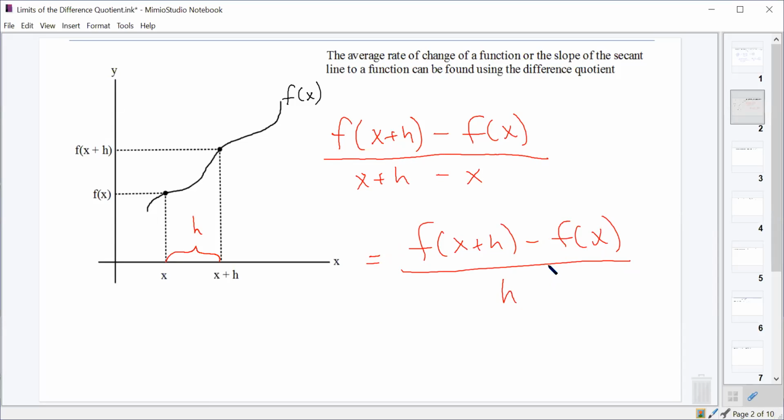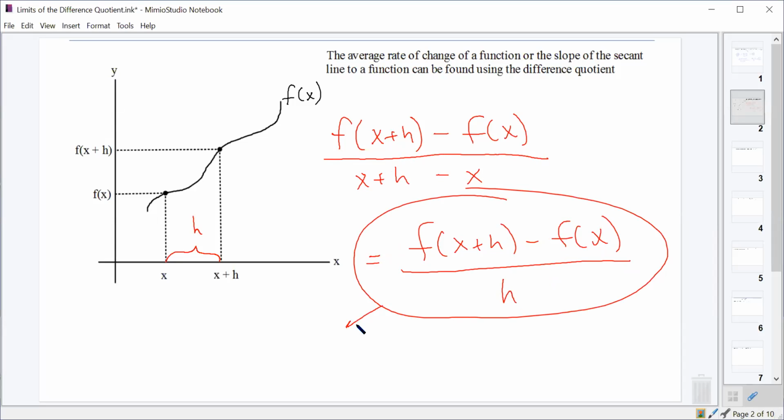Does that look familiar? Is that something you guys have all seen before? This formula right here? No. This is called the difference quotient. The difference quotient is just a generic slope formula for any function. F of x plus h minus f of x over h. Everybody good with how we came up with that formula? Yep. All right. Hopefully so.